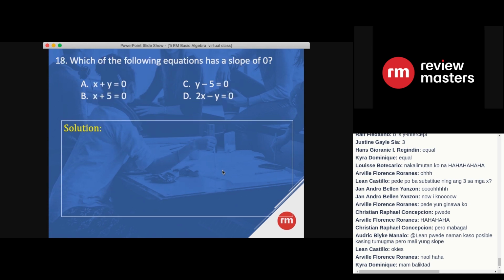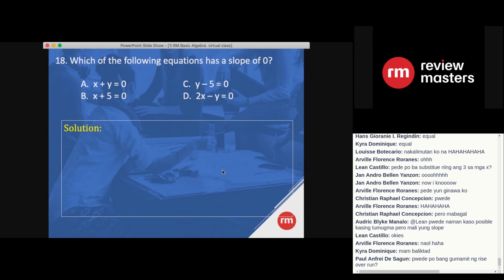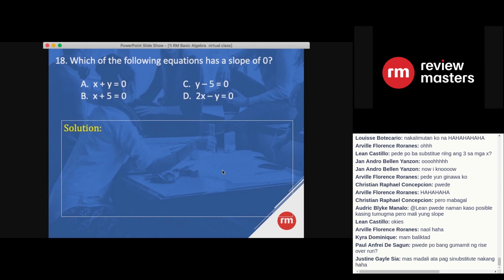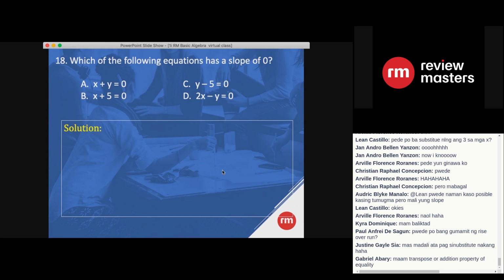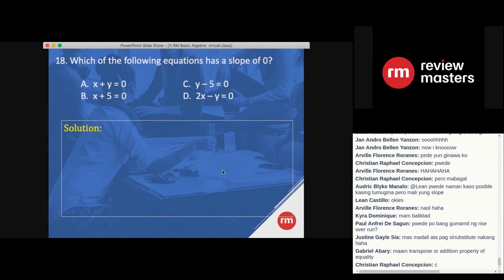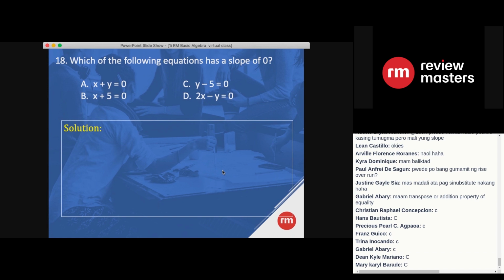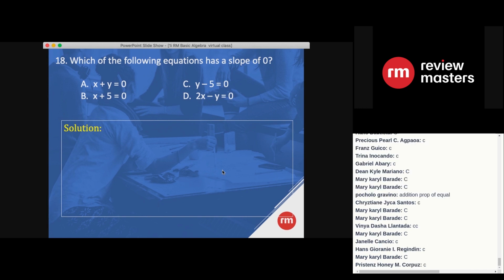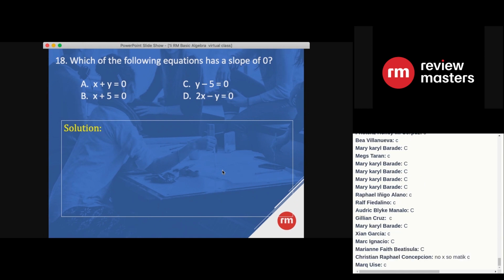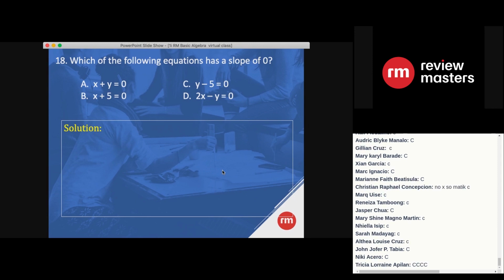Number 18. What is your answer in number 18? May nagtanong, pwede mas madali po ata pag i-substitute. Kaya lang you have to be very careful. Nag-substitute din naman din talaga tayo. But this is unlike the other one, you are looking for the equation. Okay. Number 18, most of you answered C. Okay.